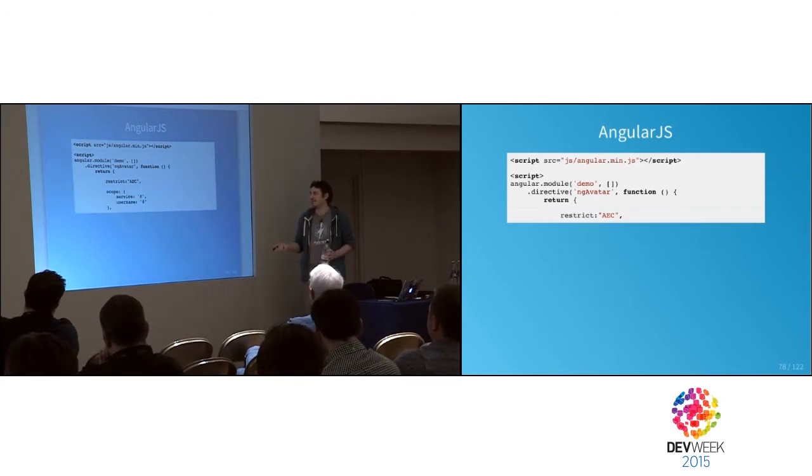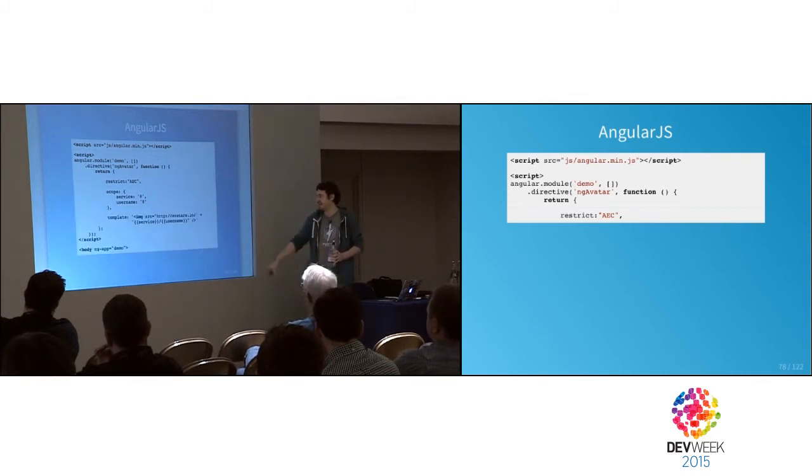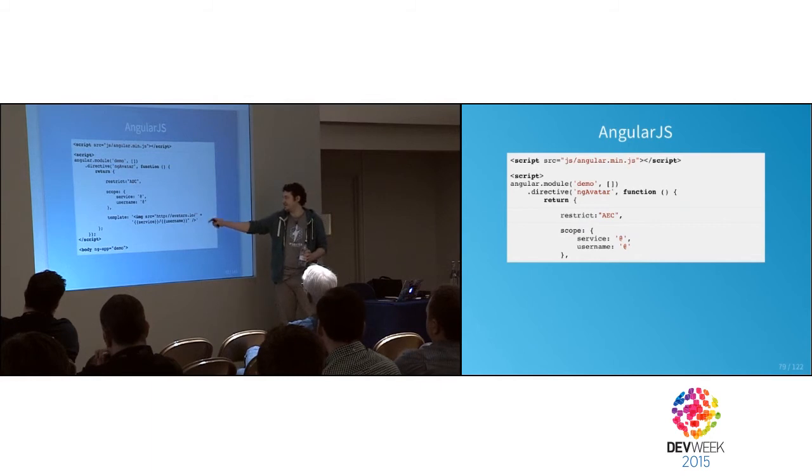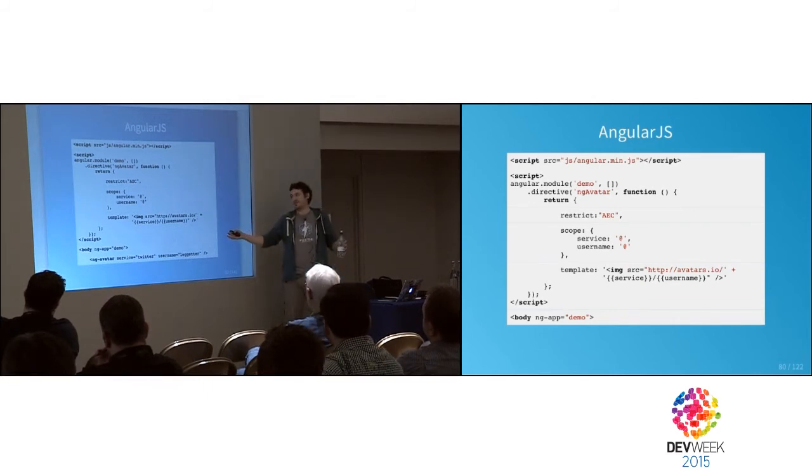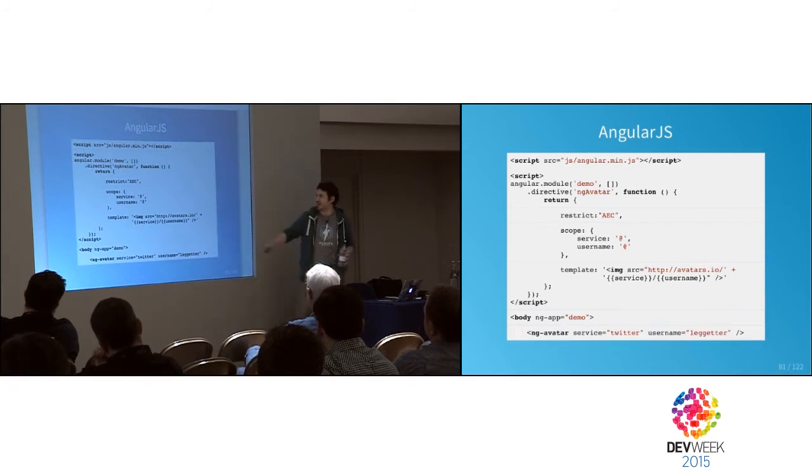I'm going to say the scope has 2 properties, service and username. I'm going to say the template is an image, which is avatars.io / the value of service and the value of username. On my body, I'm saying ng-demo. I'm using the avatar custom element for Angular, ng, that I've just defined. And this is the result I get.